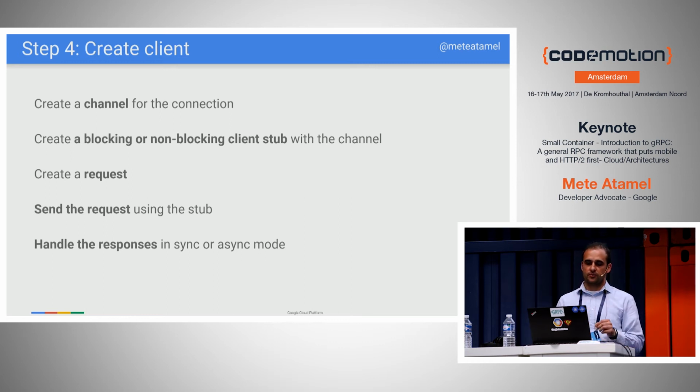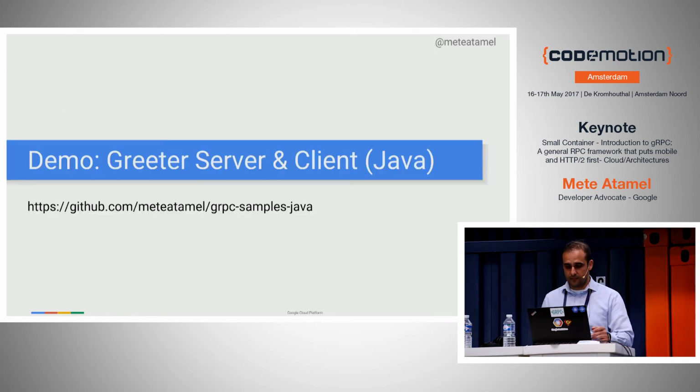So depending on what kind of flavor or connection you want, you either do a blocking call, you create a blocking stub or non-blocking stub using the channel. Then you create a request, you send the request, and you get the response either synchronously or asynchronously. And that's it. So let me show this in Java.